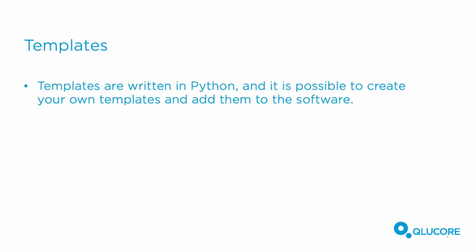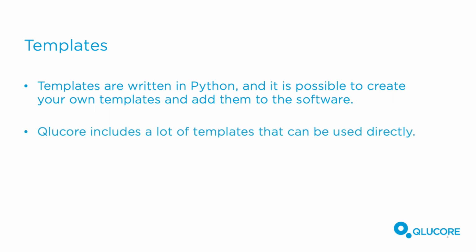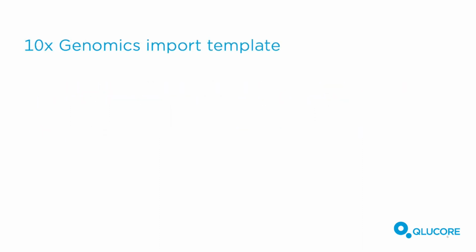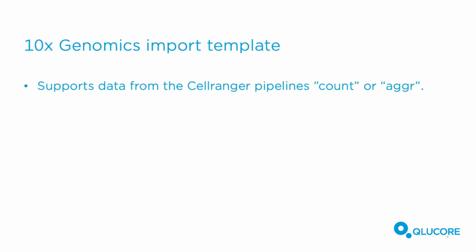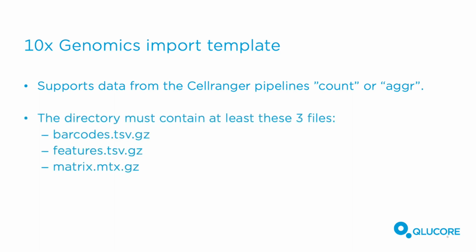Templates are written in Python, and it is possible to create your own templates and add them to the software. Qlucore also includes a lot of templates that can be used directly, and one of them is the 10x genomics import template. This template supports data from the Cell Ranger Pipelines Count, or AGGR, and the directory must contain at least these three files. Let's start.